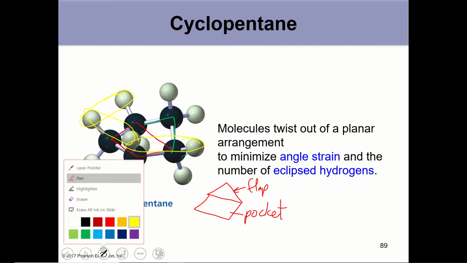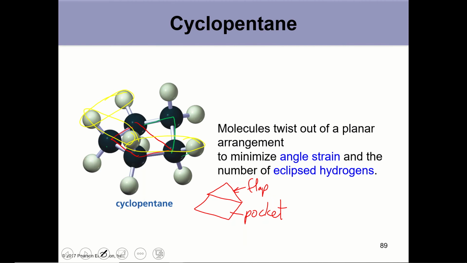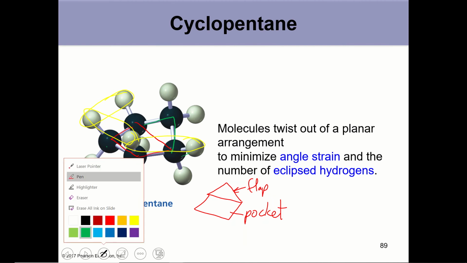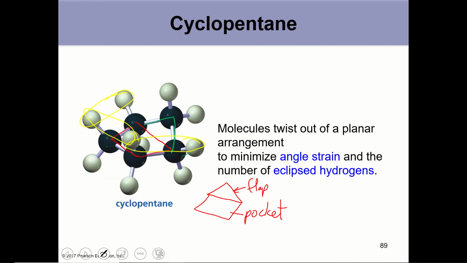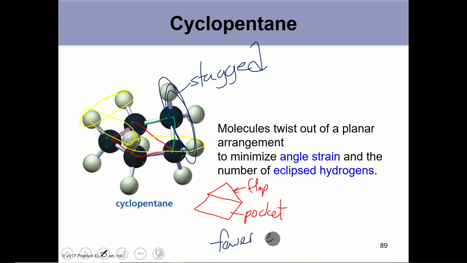The relationship between the yellow hydrogen and the, let's do a different color, navy. So between yellow and navy, circled in navy, this is staggered. So we have fewer eclipsed hydrogens, which results in less strain than in the other ring structures that we've already looked at.